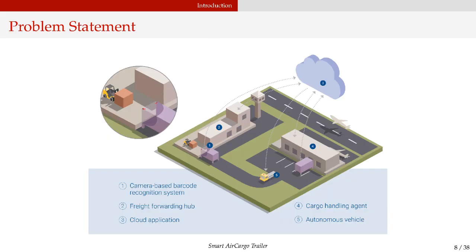That this situation is not an imaginary one, let me show you our problem statement. This paper is a part of the Smart Air Cargo Trailer project, which should optimize the short-distance transport process at the airport, and our camera-based barcode recognition system is a central component of it. We detect the barcode during the loading and unloading of the goods from a truck.